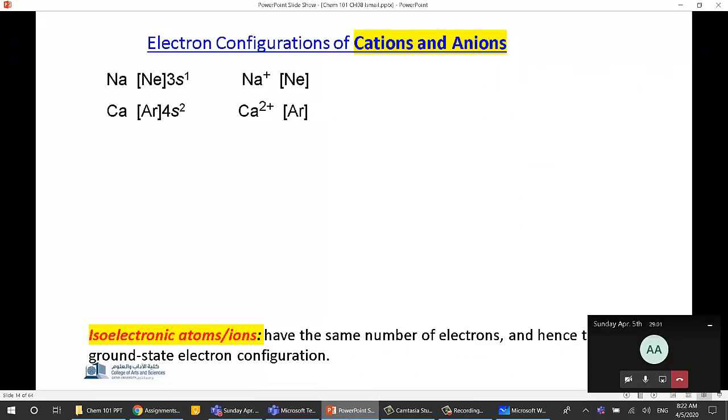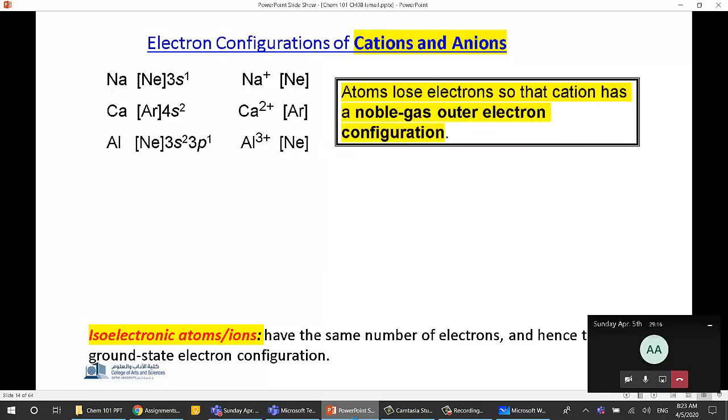Now for group 2, they like to lose 2 electrons. For calcium, let's say, which has an electronic configuration of argon 4s2, it can lose 2 electrons and form Ca2+, and therefore it reaches an electron configuration similar to argon, and so on.